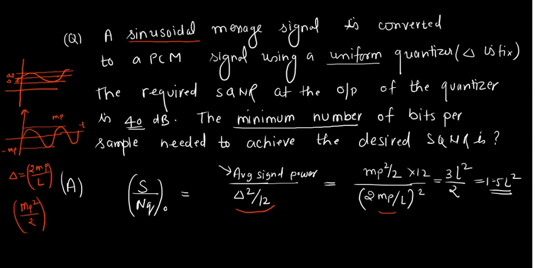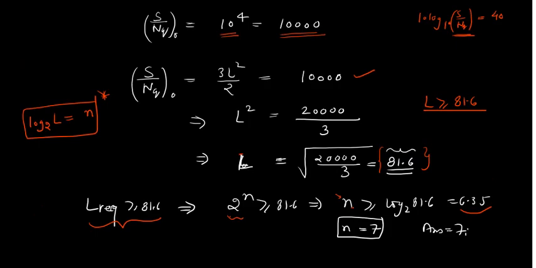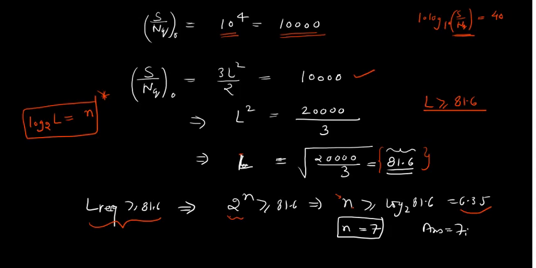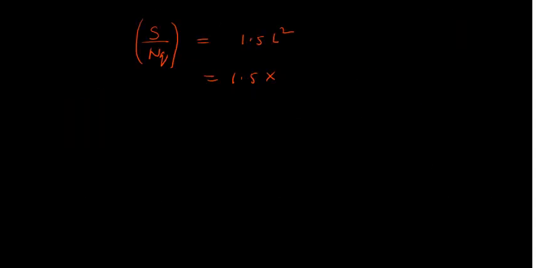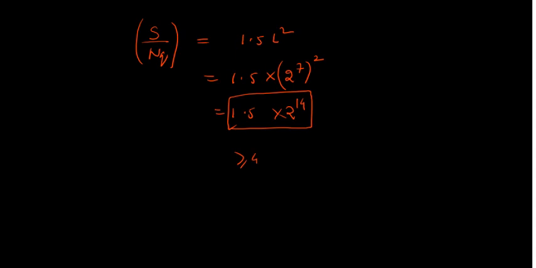If we take 7 bits, what would be our actual SNR? It is 1.5 L square, and L is 2 to the power n, since we are taking n as 7, so 1.5 into 2 to the power 14. You can see that the actual SQNR will be more than 40, it will be around 42 I think.